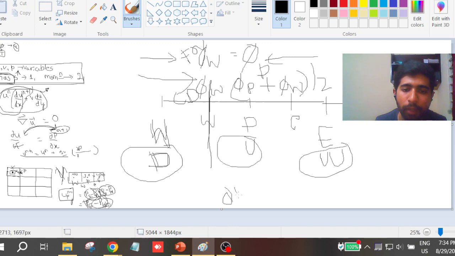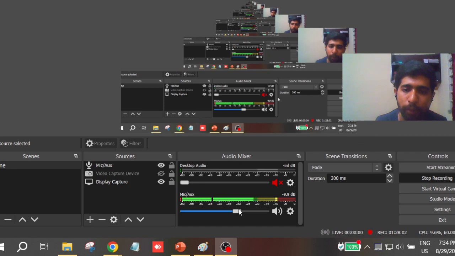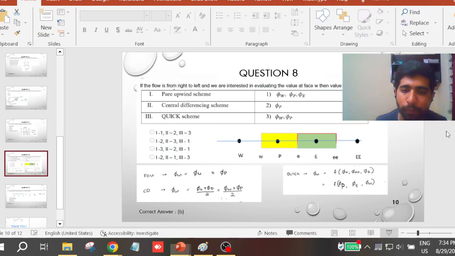Now for QUICK, you need not remember the formula, but it will be just a function of phi at upstream of upstream, that is phi at E, phi upstream, that is phi at P, and then phi of downstream, that is phi of capital W. So it will be a function of 3 grid points. Okay, so that's the whole thing.